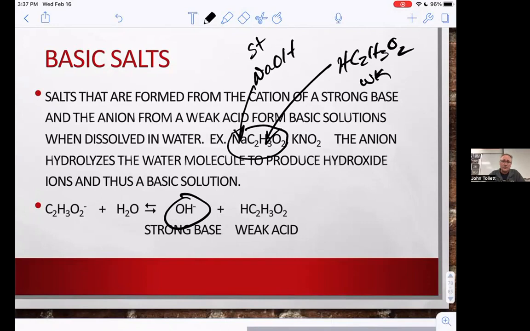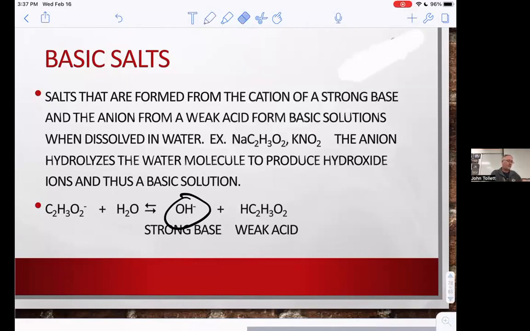If your instructor asks you to prove that something is acidic, basic, or neutral, you're going to have to take the weak part of the salt, if there is one, add water to it, and predict the products, and demonstrate that it produces hydroxide ions if it's basic, and hydronium or hydrogen ions if it is in fact acidic.